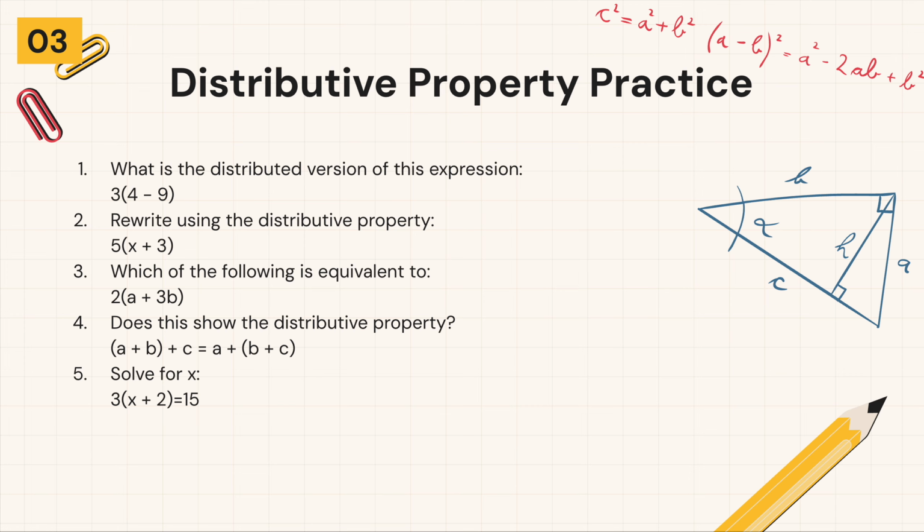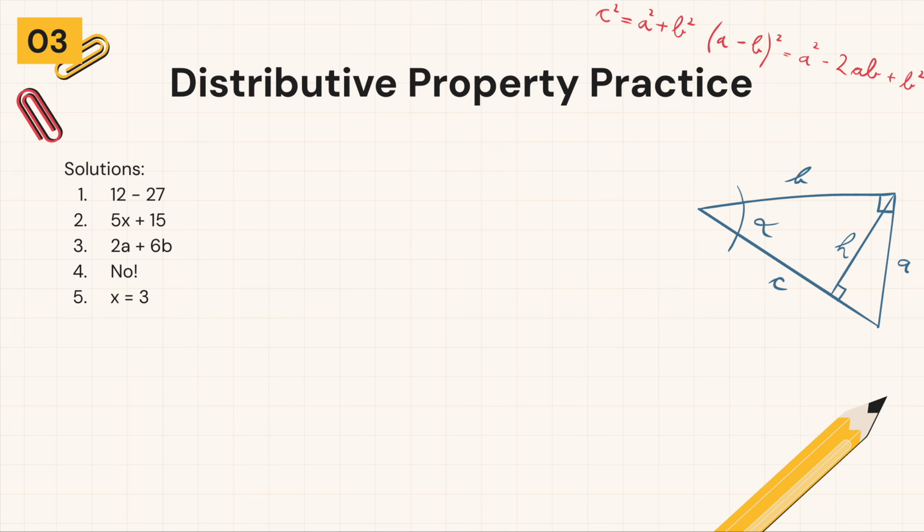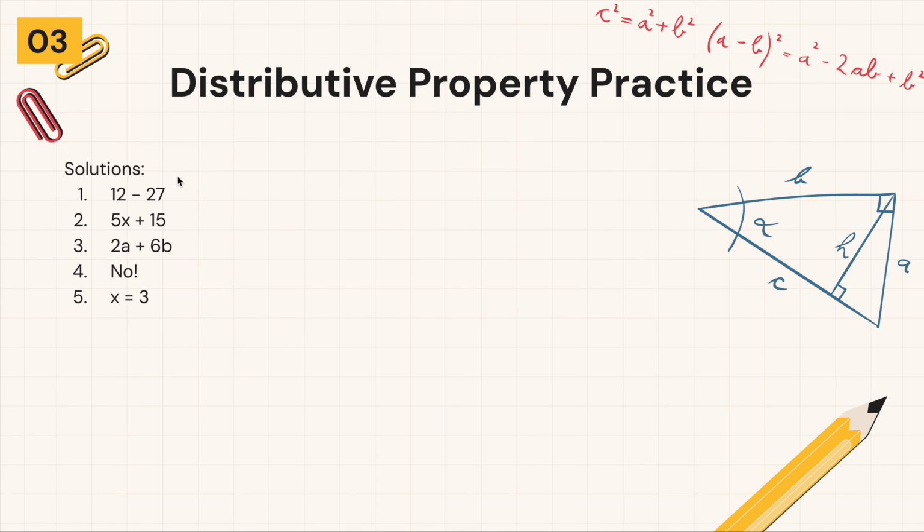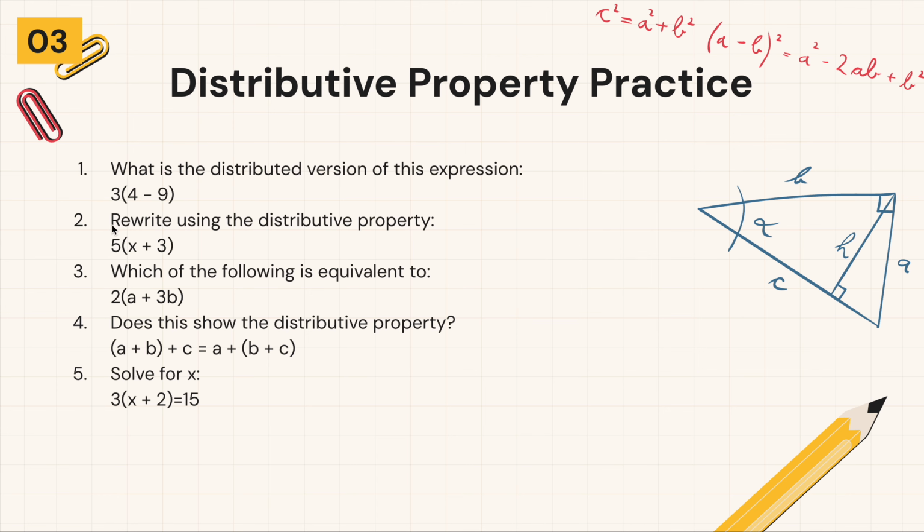Okay, now that you've done the problems, here are the answers. You can just check them real quick. I'll do a quick overview of them. They should be pretty straightforward though. So you see 3 times parentheses 4 minus 9, that just becomes 3 times 4 minus 3 times 9, which is 12 minus 27. Solution to number 1.